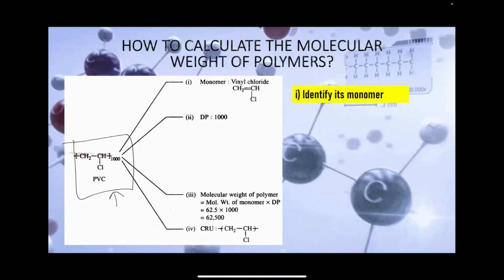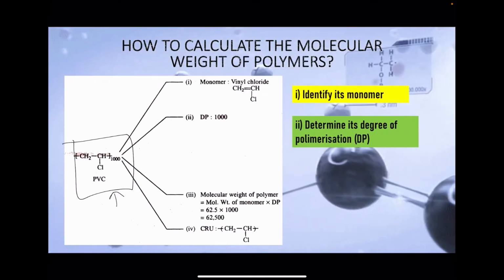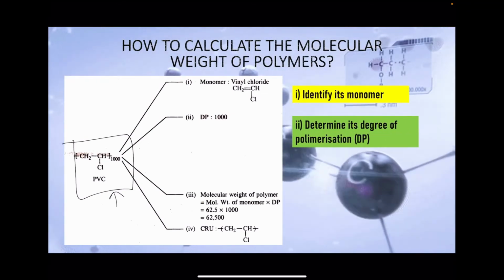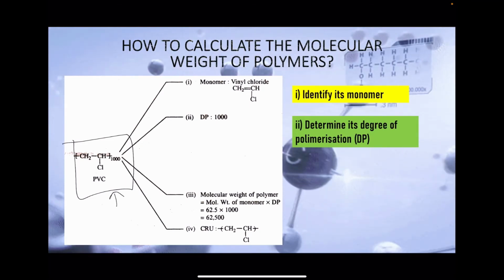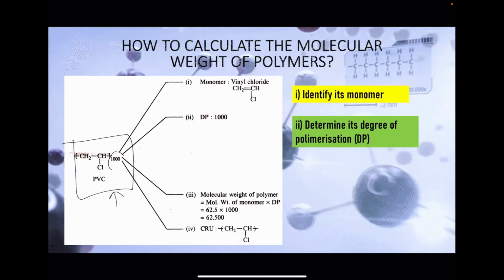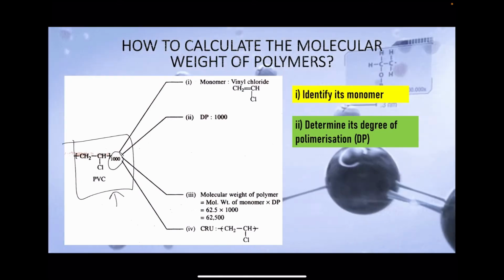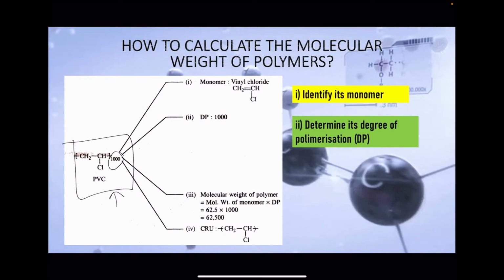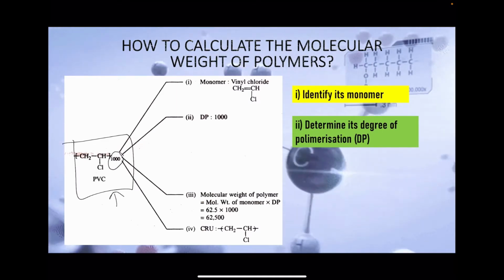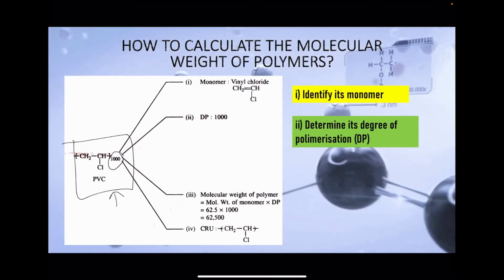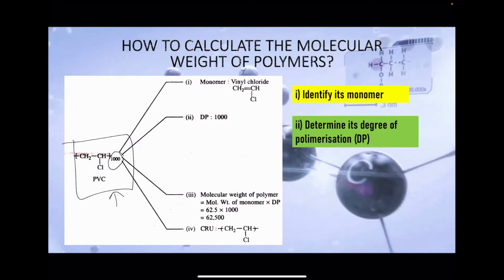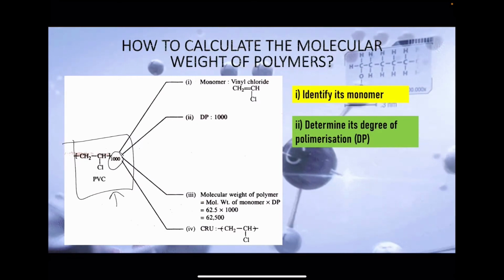The next one is students should determine its degree of polymerization. Refer to the molecular structure. This number, 1000, refers to the degree of polymerization. It means that there are 1000 vinyl chloride units forming the PVC polymer.